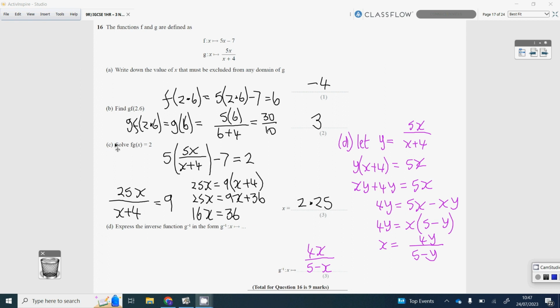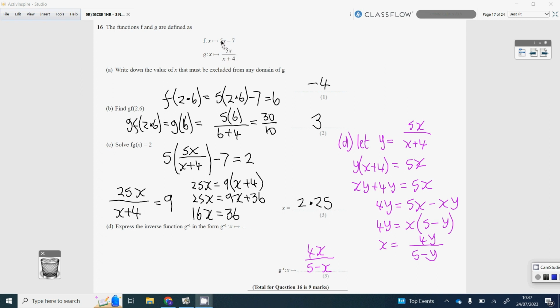Part C, solve fg of x equaling 2. So we're going to put the g function into the f function. Okay, again, we're really reading it right to left. So the g function goes into the f function. So this g function pops into here.